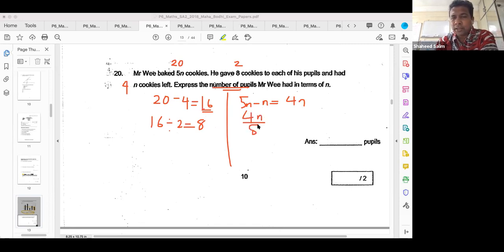So Zahin, your answer is really correct. This is the correct answer actually, but not in simplest form. You have to divide by 4, divide by 4. So 4 divided by 4 is 1n, and 1n over 2 is n over 2.